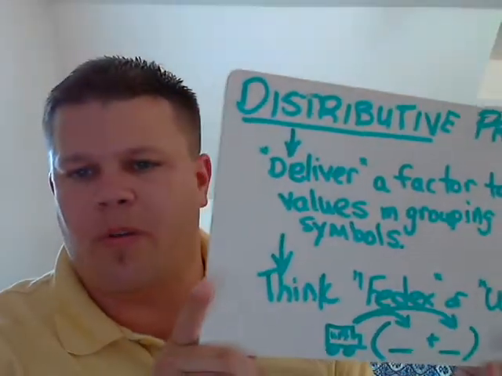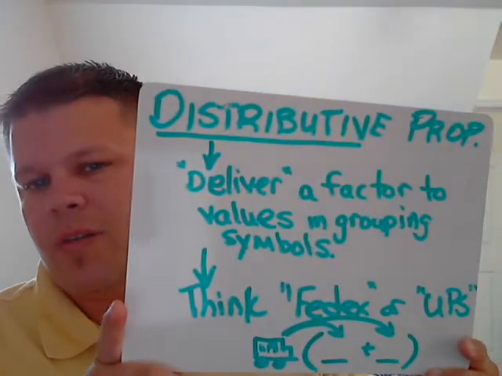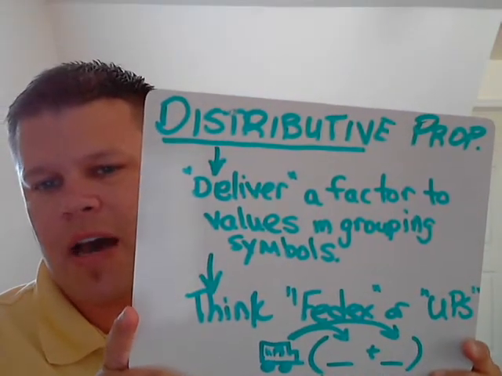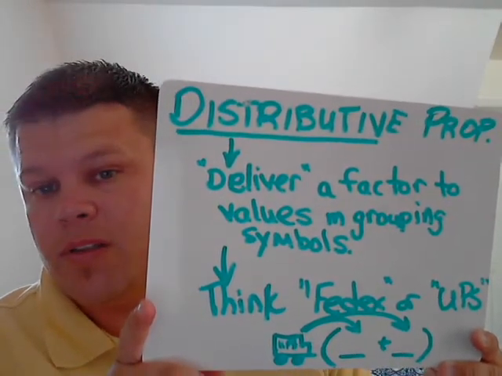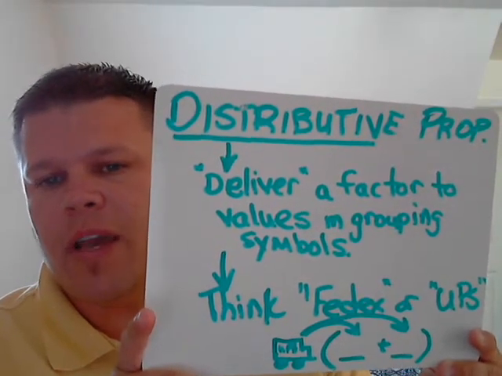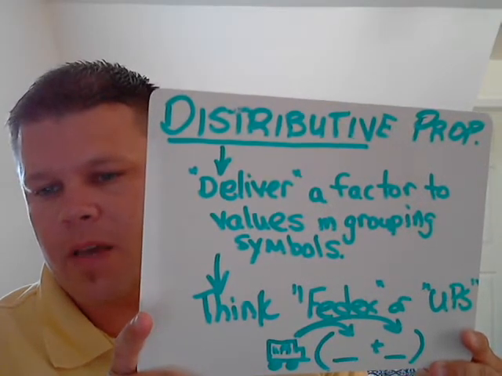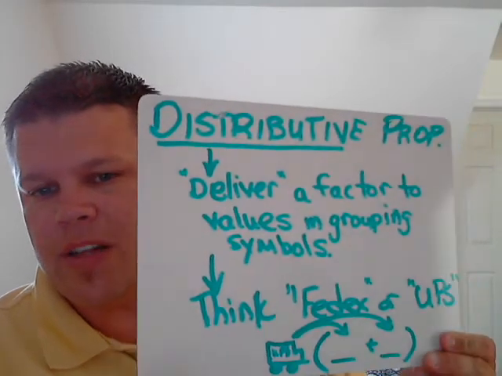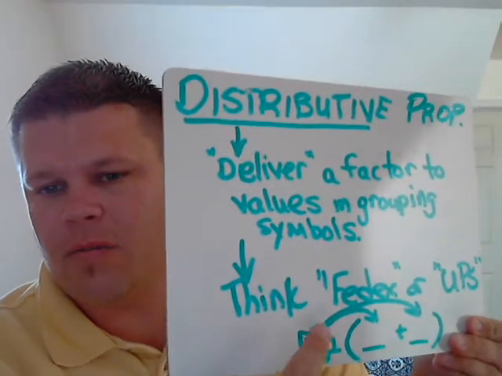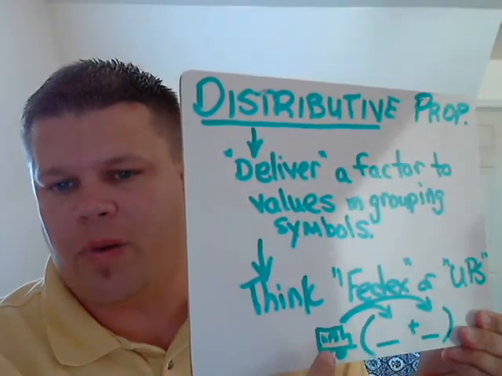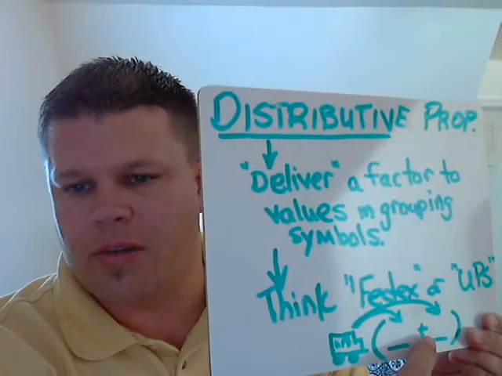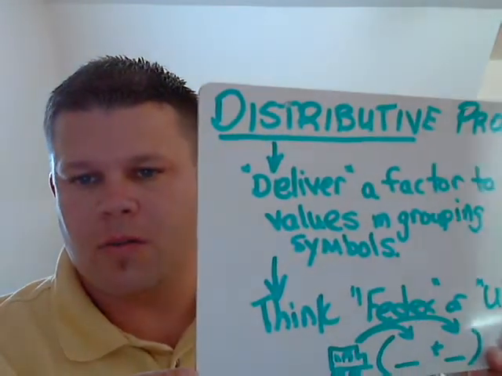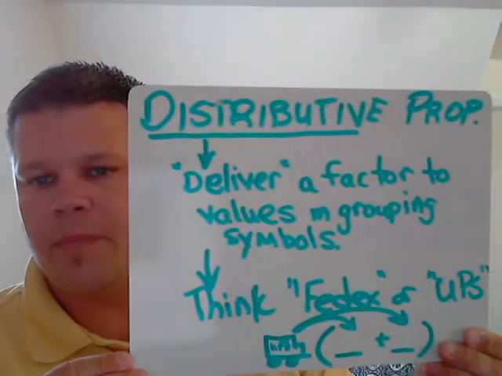And I like to think about the distributive property as like the UPS or the FedEx guy of the math world, because we're going to deliver a factor or a number to some numbers that are inside a grouping symbol, like a set of parentheses. So just imagine that the number that's outside, little UPS truck guy, is delivering a package to this guy and also this guy.